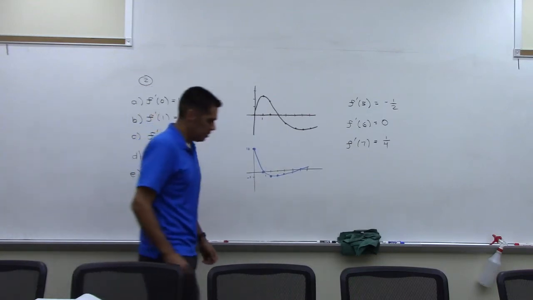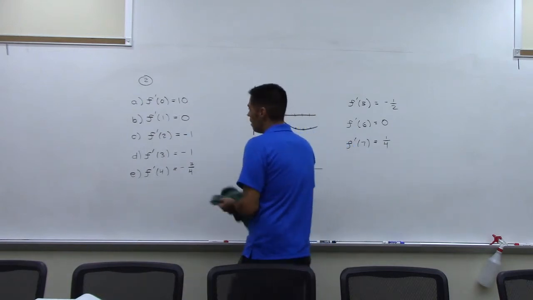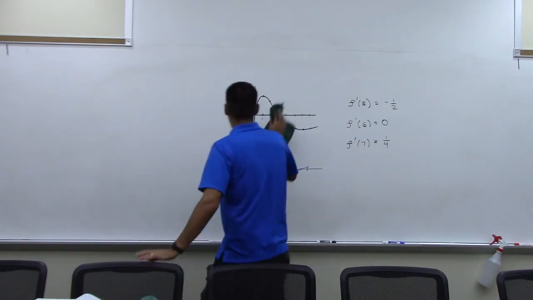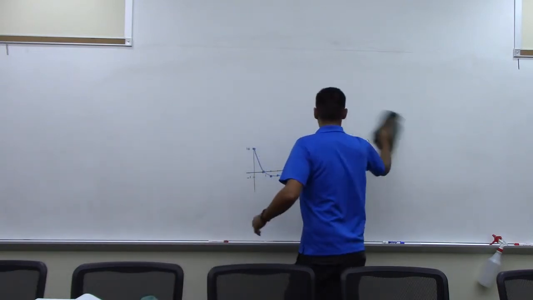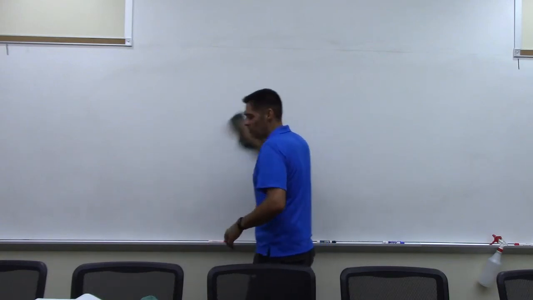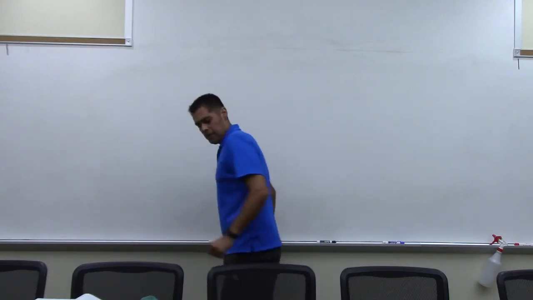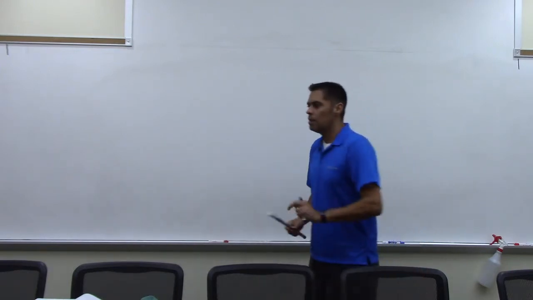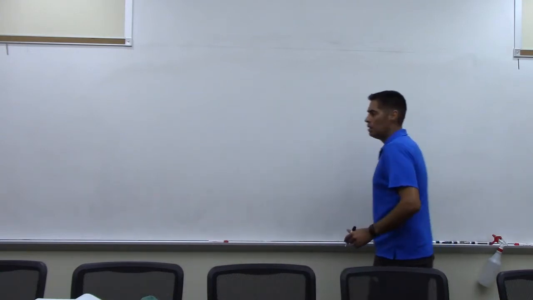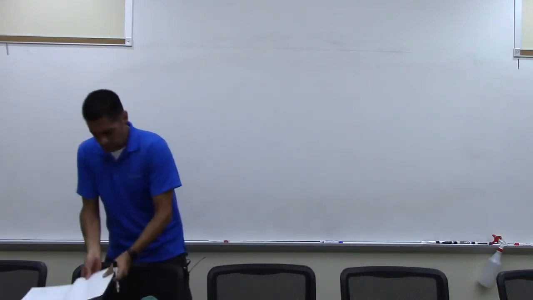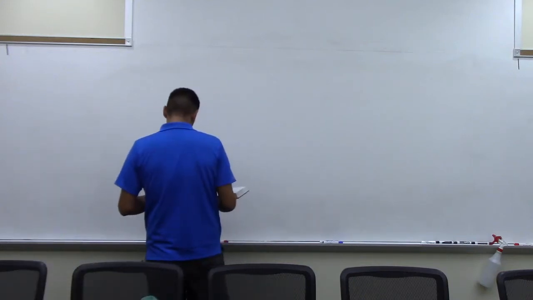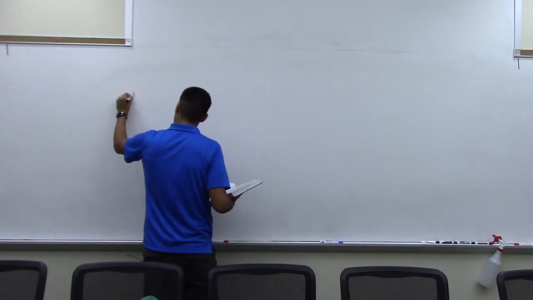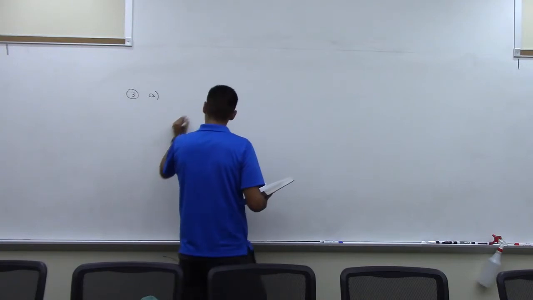I left number 1 for you to do. Now, on number 3, it's a matching game. So I'm just going to pick maybe 2 of these and show. There's 4 of them, so let me take the first one. This is number 3, part A. A is this function.